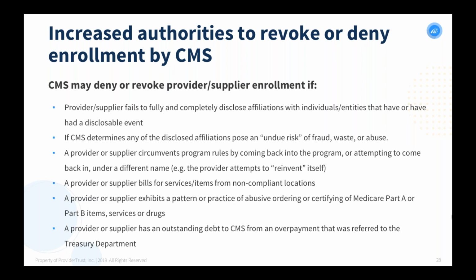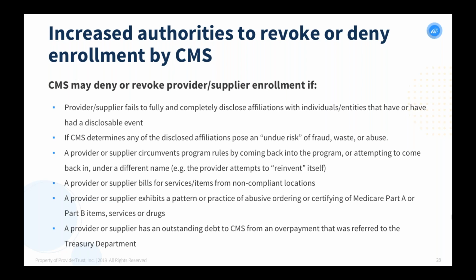A provider or supplier bills for services or items from non-compliant locations. So these are terms that we're going to watch, I think, as CMS gives us additional information for what a non-compliant location means. In my mind, that's a non-compliant location as it relates to completing all these additional pieces of information that this new rule requires. Certainly a provider or supplier exhibiting a pattern or practice of abusive ordering or certifying of Medicare Part A or Part B services. And then a provider or supplier has an outstanding debt to CMS from an overpayment that was referred to the Treasury Department.